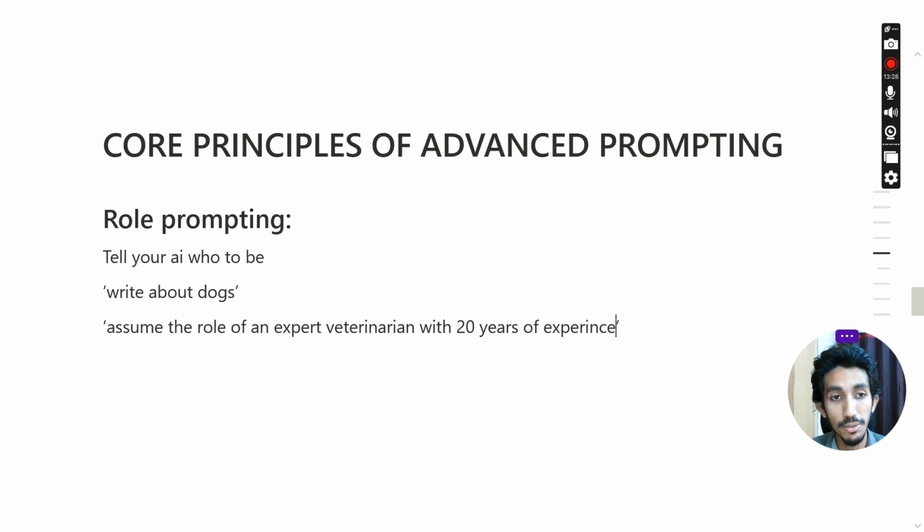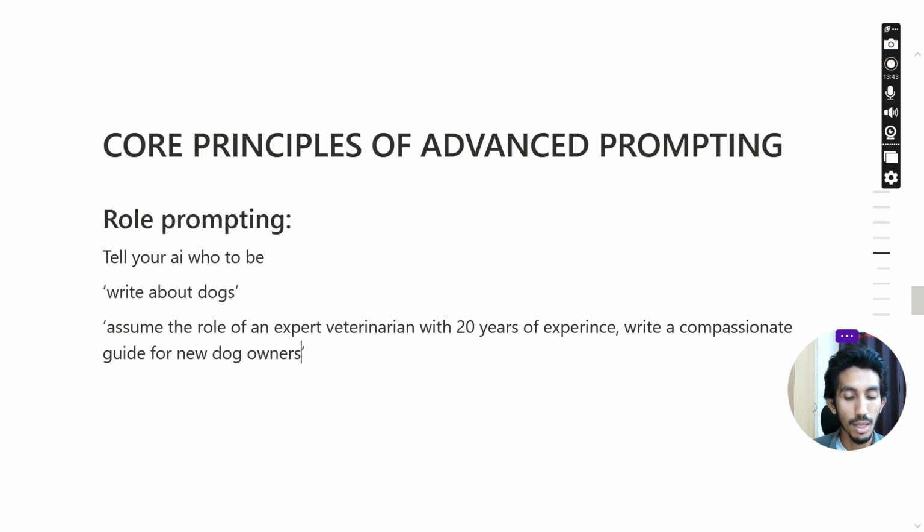See the difference between the two prompts? And then we can add stuff like write a compassionate guide for new dog owners. Now defining a role actually helps the AI to adopt the right tone, style, and depth of knowledge. Of course, AI already knows everything about the topic, but it can use it properly in the output. This alone can significantly improve the output quality.